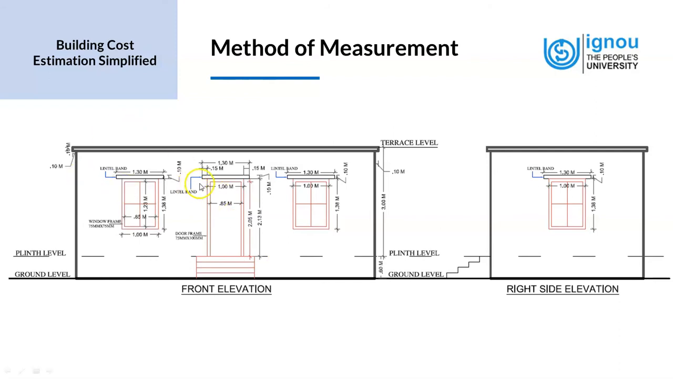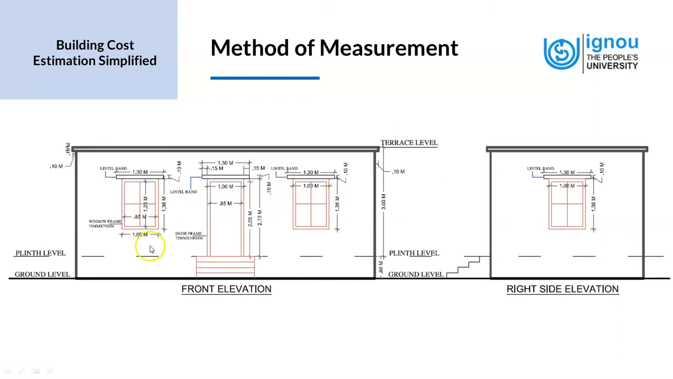The width of the opening of the door is 1 meter, and the shutter size is 0.85 meters. The vertical dimension of the shutter is 2.05 meters, as we can see in this dimension given here. Now, when we look at the windows, the opening of the window, the vertical dimension is 1.38 meters, and the horizontal dimension is 1 meter.